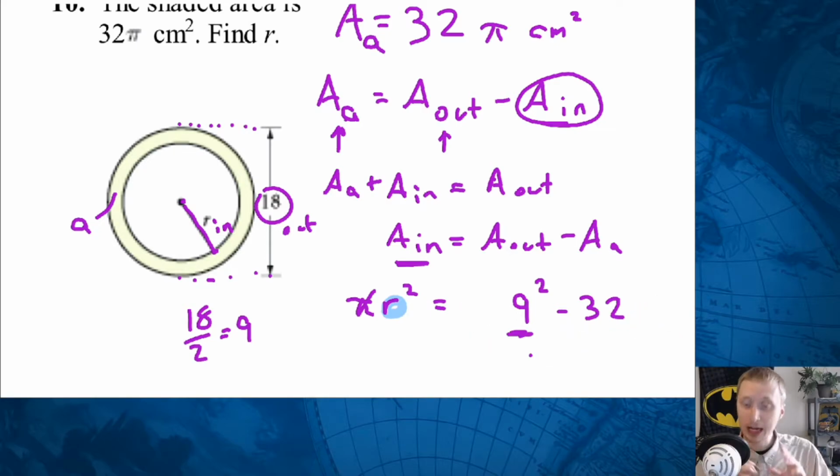To save space, I'm erasing. Please don't actually do this. Rewrite it on another line. Try to keep everything on screen here so we don't lose too much information.